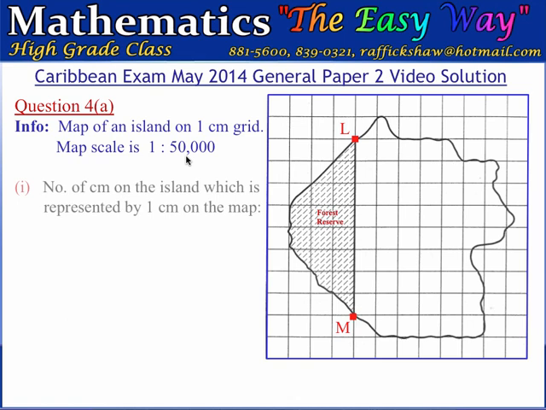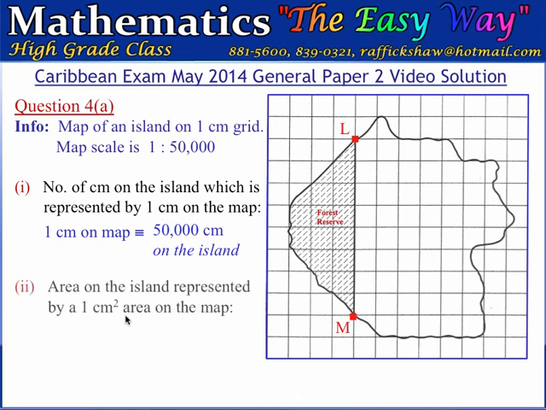And the first part is asking us for the number of centimeters on the island, which is represented by 1 centimeter on the map. And so since our scale is 1 to 50,000, it means that 1 centimeter on the map would be equivalent to 50,000 centimeters on the island. And that's the answer for part 1.